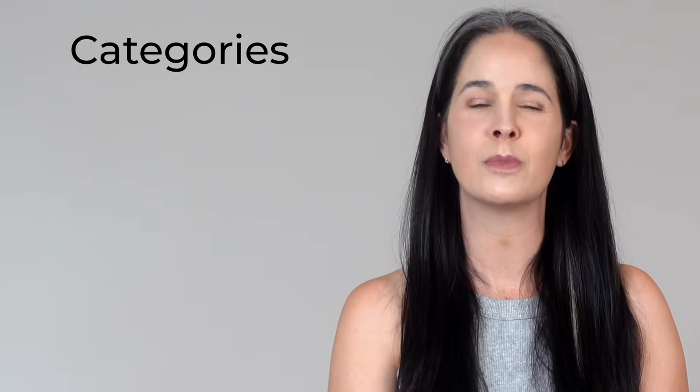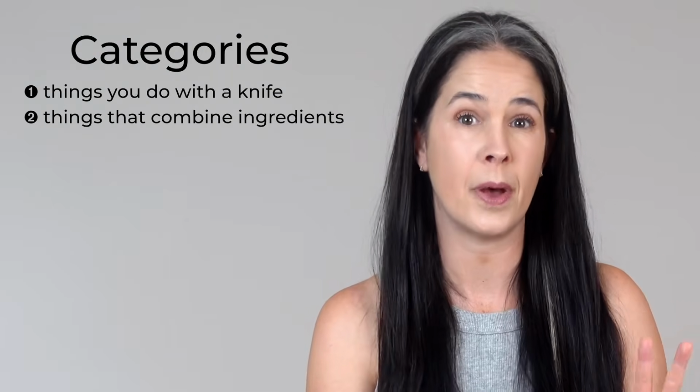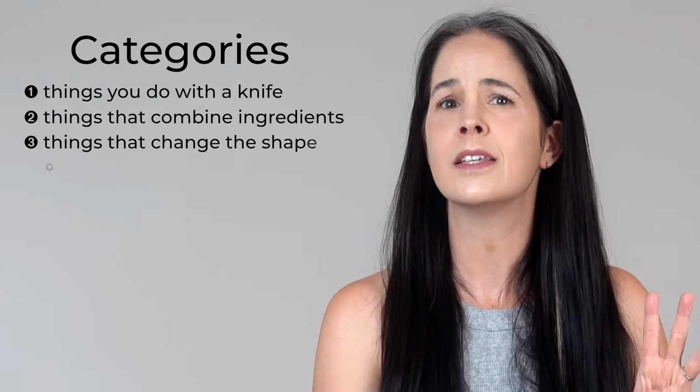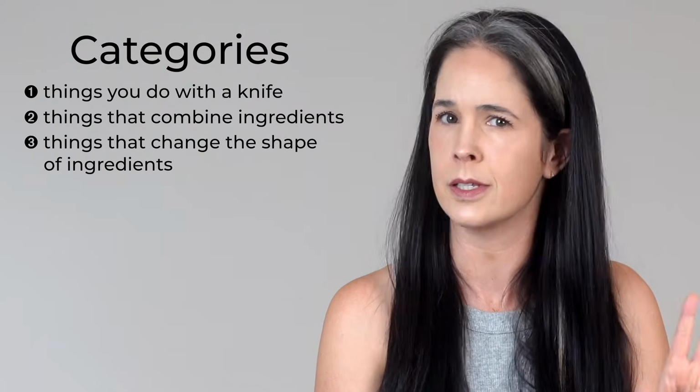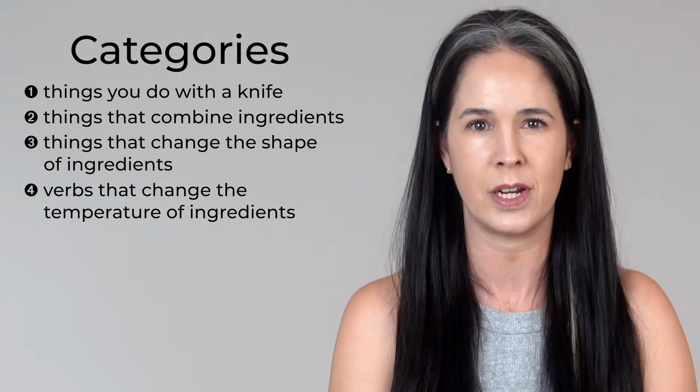So we'll cover that. We'll divide our verbs into 4 categories. Things you do with a knife, things that combine ingredients, things that change the shape of ingredients. What? And verbs that change the temperature of ingredients.